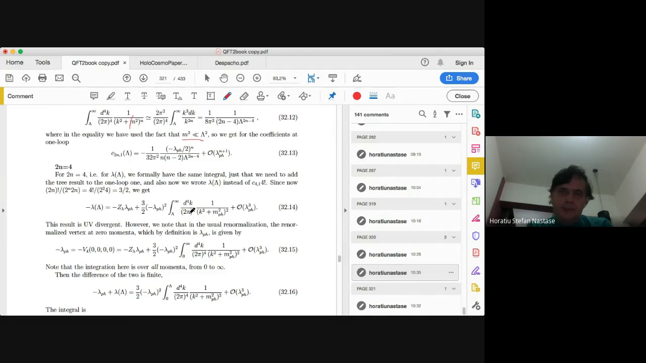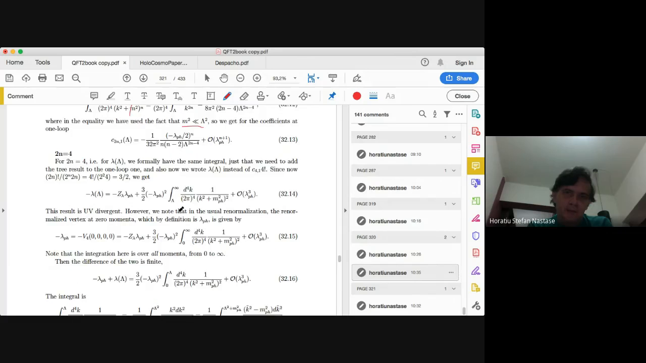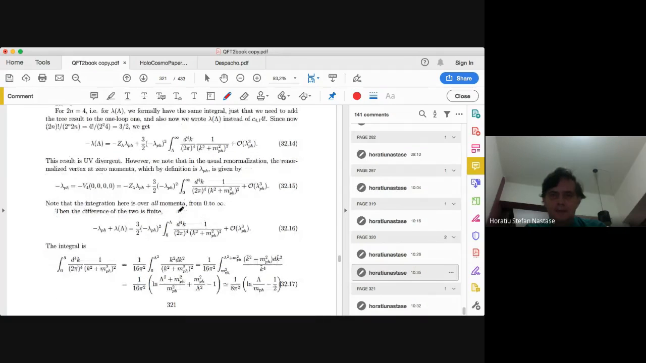But the difference now is that the integral is not convergent anymore. Now I have d4k over k to the 4 at infinity. So that's divergent. But we know how to deal with that. That's just the usual renormalization that we did before.